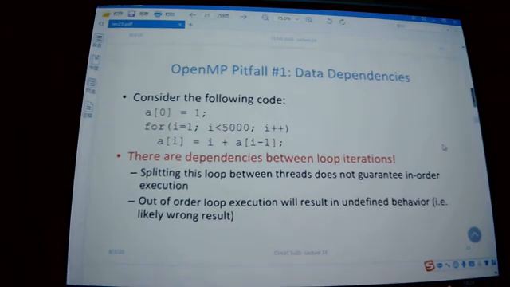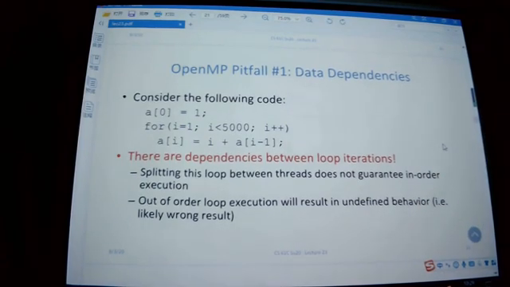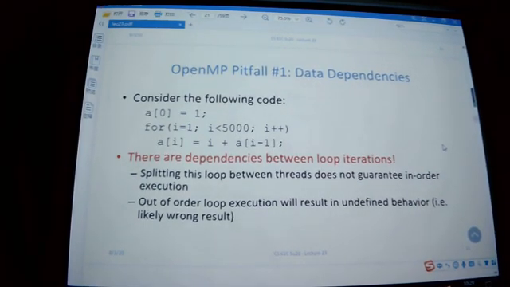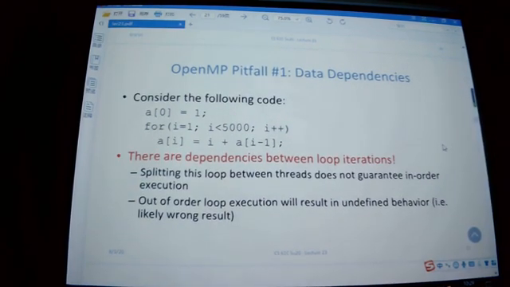We can consider the following code. There are dependencies between loop iterations. This code is a for loop. If we see the condition, the number of iterations is 5,000. The important statement must run 5,000 times. So this is the loop iterations.